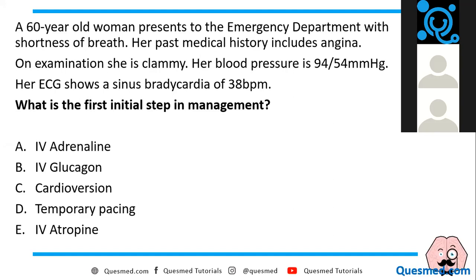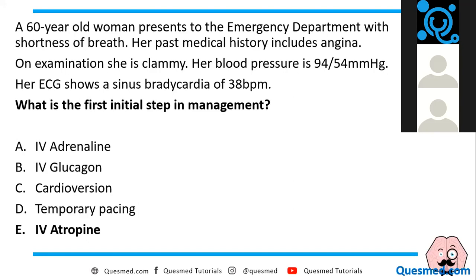Okay, so about 50% of people went for E and 25% went for A. So most of you, half of you, got this right, the correct answer being E. This is a patient who's known to be in bradycardia, and the Resuscitation Council actually have very good guidelines about a lot of arrhythmias, and I would urge you to check them out.